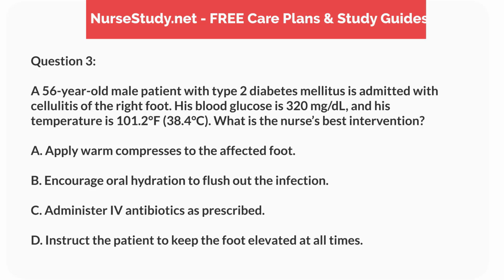Question 3. A 56-year-old male patient with type 2 diabetes mellitus is admitted with cellulitis of the right foot. His blood glucose is 320 mg per deciliter, and his temperature is 101.2 degrees Fahrenheit, 38.4 degrees Celsius. What is the nurse's best intervention?